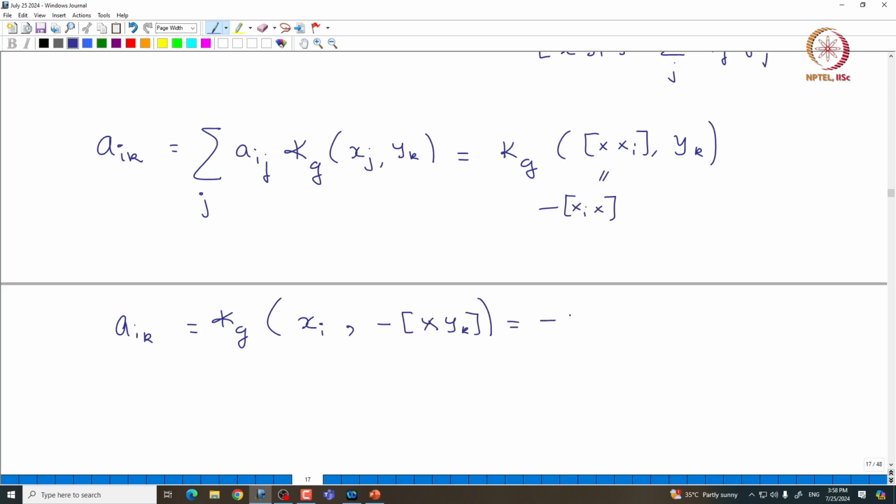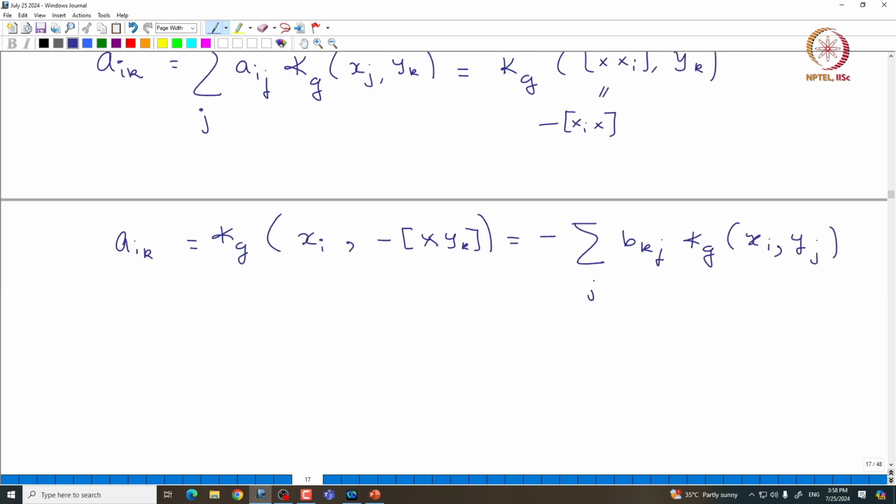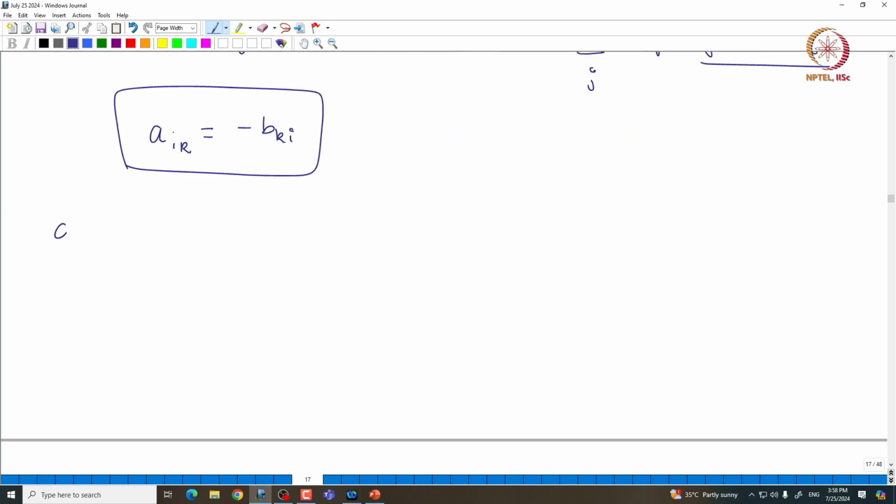Then if you just rewrite this, this is the summation b_kj kappa G and then x_i, y_j, okay, where again j runs over this. Now, note that this is again delta_ij. So, whenever i equals j, it survives, otherwise it is 0. So, this means a_ik is exactly minus b_ki. So, this is what you get as the first observation. Now let us look at the second observation. Okay, if you put them together, you will get the result.